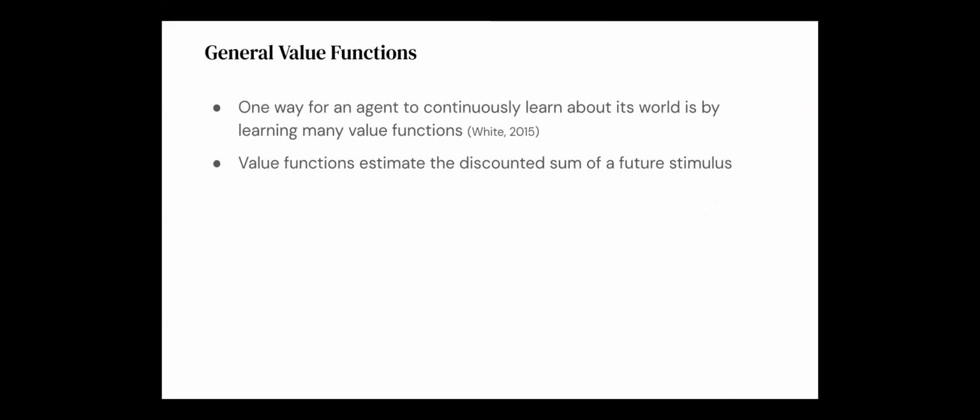One way for an agent to continuously learn about its world is by learning many value functions. You might be familiar with value functions for estimating expected reward, but we can generalize that to any observation or any stimulus that's available to the agent. Using the same incremental online learning methods that we know and love, notably TD methods, you can estimate the future discounted sum of any future stimulus that's available to an agent. Think about how we anticipate different stimuli on a day-to-day basis as we're interacting with our world.